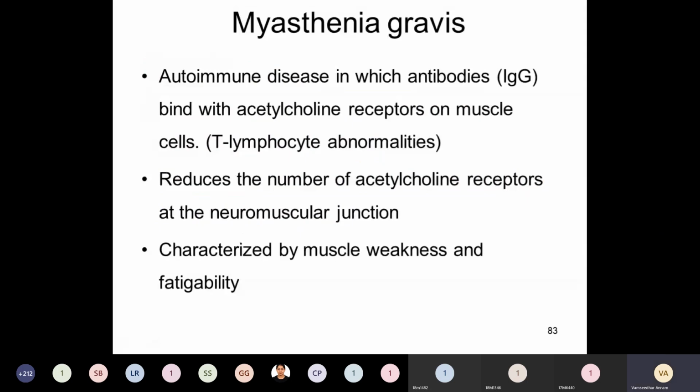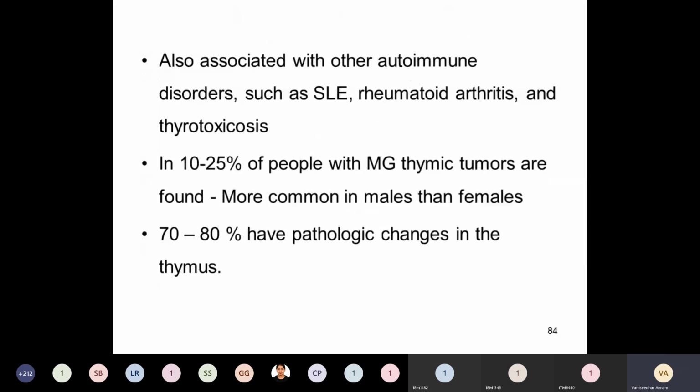So the next topic is myasthenia gravis. All of you know about myasthenia gravis. It's an autoimmune disease in which antibodies bind with acetylcholine receptors on muscle cells, mainly T lymphocyte abnormalities. It reduces the number of acetylcholine receptors at the neuromuscular junction. It is characterized by muscle weakness and fatigability. It's also associated with other autoimmune disorders such as SLE, rheumatoid arthritis, and thyrotoxicosis. In 10 to 25% of people there are thymic tumors, and 78 to 80% have pathological changes in the thymus.